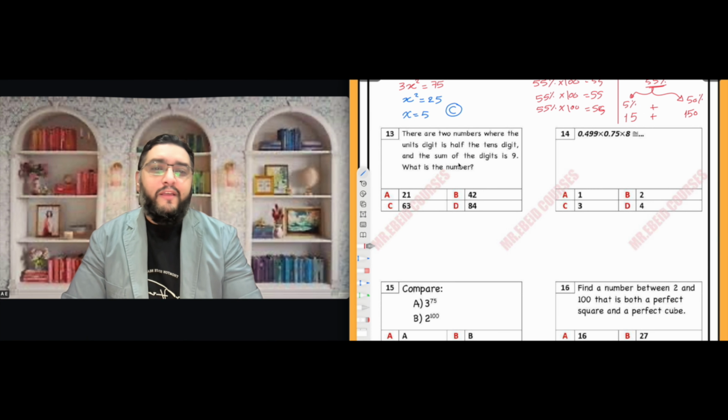Question 13. There are two numbers where the unit digit is half the tens digit, and the sum of their digits is 9. What is this number? Check the choices. We have all of them. The units have the tens.